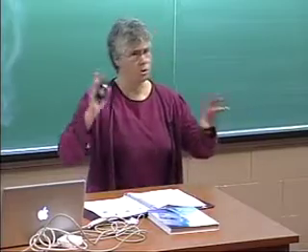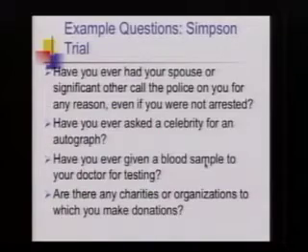Then the lawyers read them over and decide, is that a good person or not? And they talk to the consultant. Okay, here's some examples. You can get this online if you want to see all 294 questions. Some of the questions, I have no idea why the trial consultants came up with them. They're just really bizarre. Now, first of all, the first one is not bizarre at all, right, if you know the case. Have you ever had your spouse or significant other call the police on you for any reason, even if you were not arrested? Right, because there was a history of domestic violence, right, with O.J. and the victim.